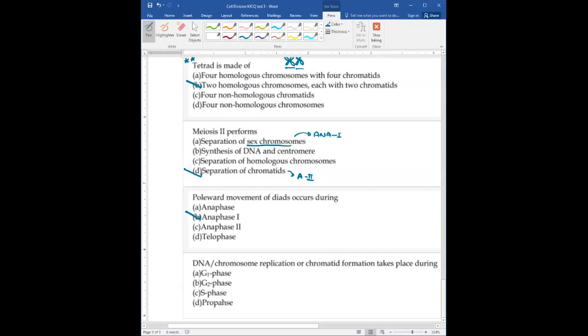Next question is for Kanaka. Kanaka, DNA chromosome replication or chromatid formation takes place during... Very simple. Guys, I have always told you, when we are going to talk about the DNA, whether we are talking about the duplication of chromosomes, the increase in the nuclear content, or histone protein formation, whatever is going to happen with your DNA, it is going to be the S phase. Everybody getting this thing? Sure, no problem.